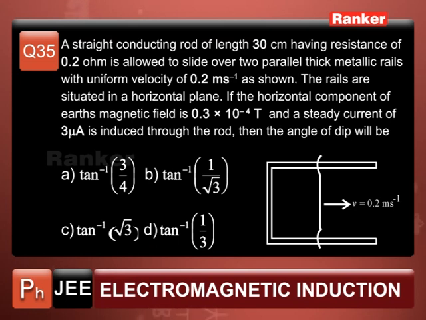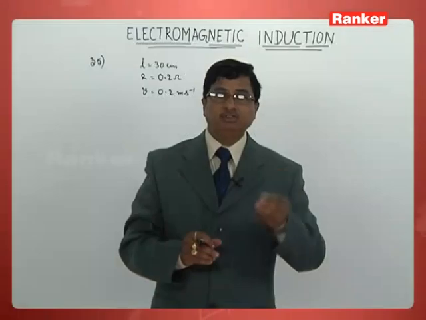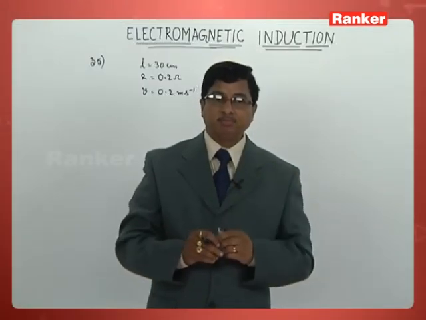If the horizontal component of Earth's magnetic field is 0.3 × 10^-4 Tesla and a steady current of 3 microampere is induced through the rod, then the angle of dip would be how much? Angle of dip, which of course is one of the parameters of geomagnetism.